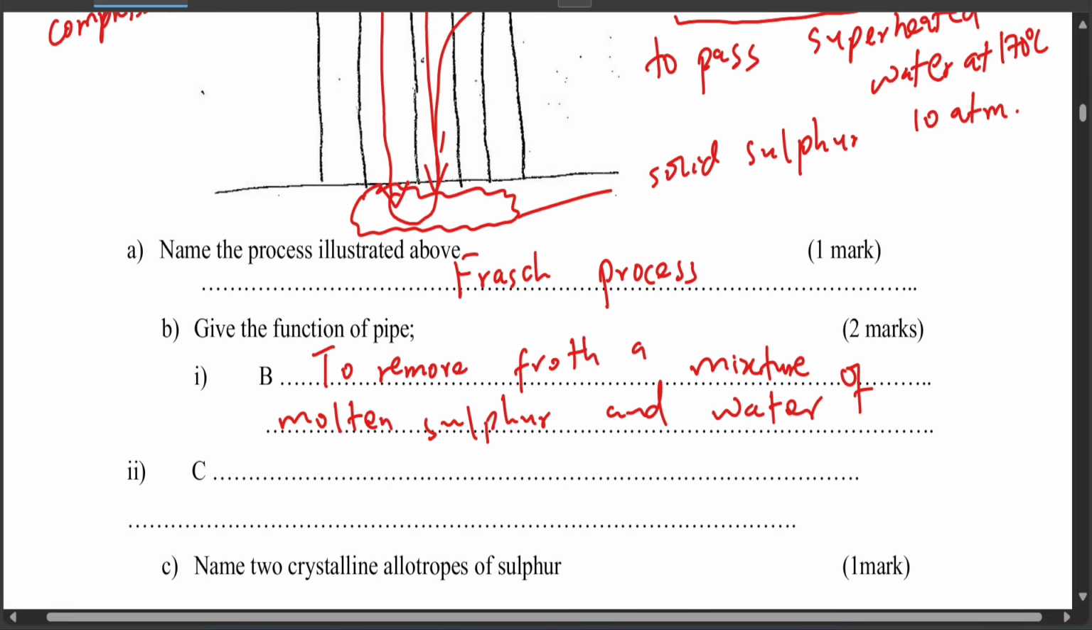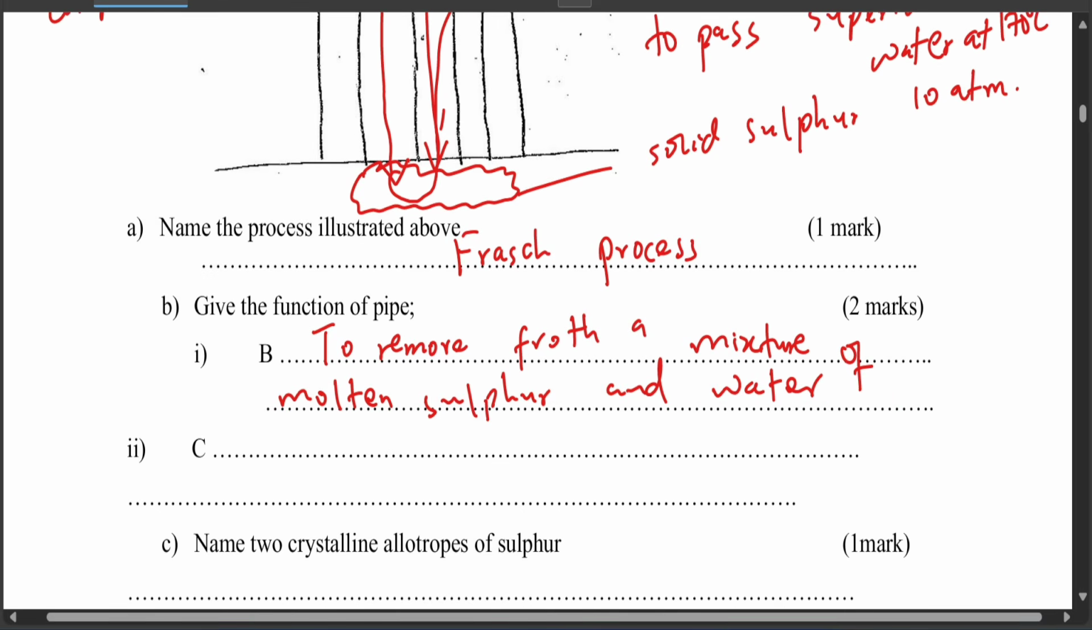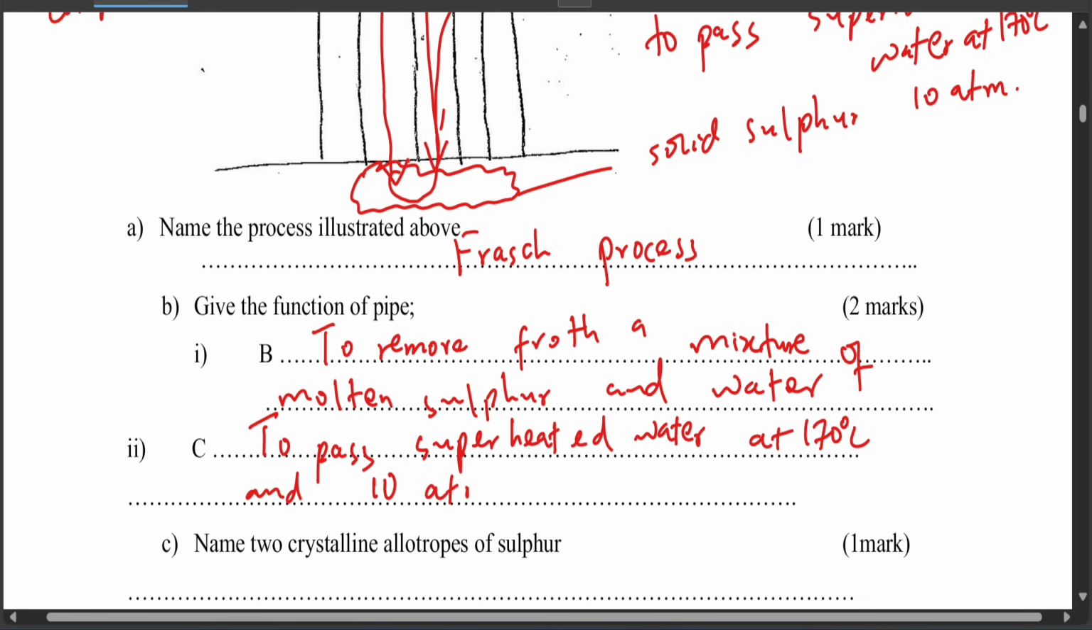For the other one, which is C, your outermost pipe, we've said the outermost pipe is used to allow passage of superheated water at 170 degrees Celsius and 10 atmospheric pressure. So I hope that is understandable.